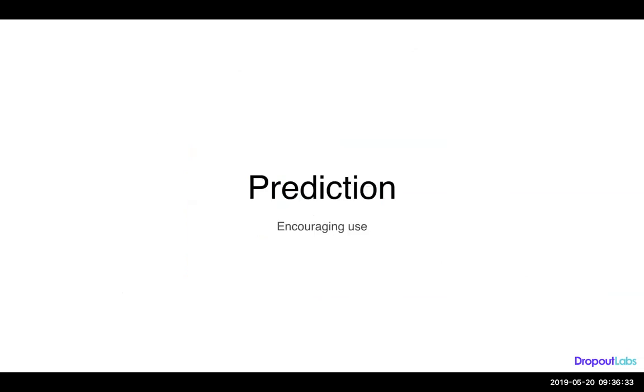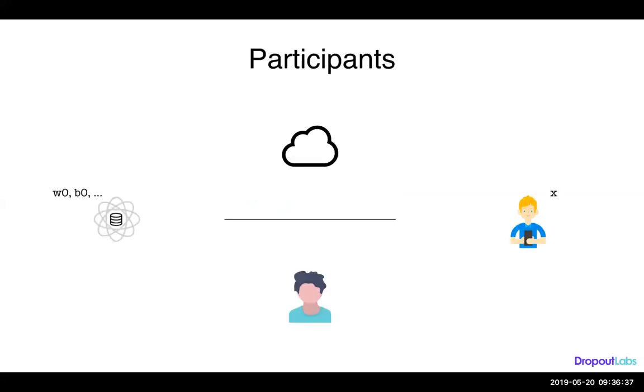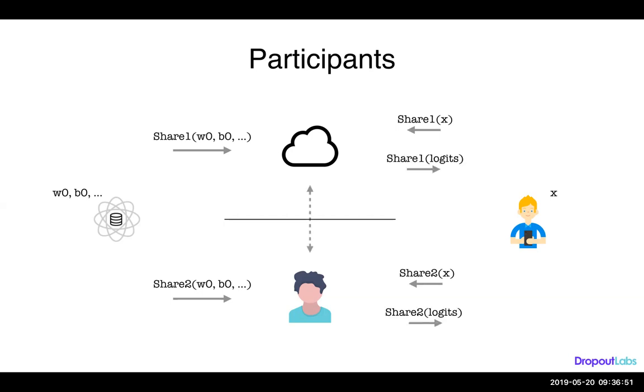Okay, so to give you a quick example of how you use TF Encrypted, let's look at the prediction example again. This is our case here. We have a model owner on the left that somehow generated weights for a model. He's going to send shares of those to the prediction service and the helper. The client is going to send shares of X. They're going to do a computation together, and then they're going to send back shares of the logits. Here we're using the MNIST example.